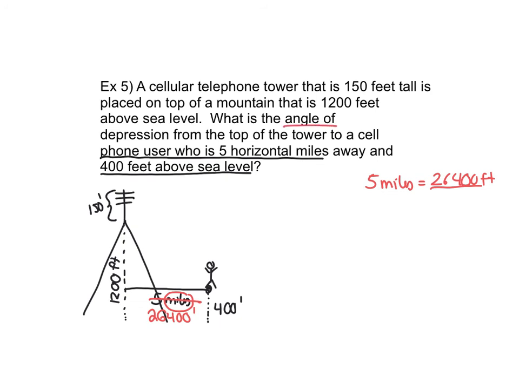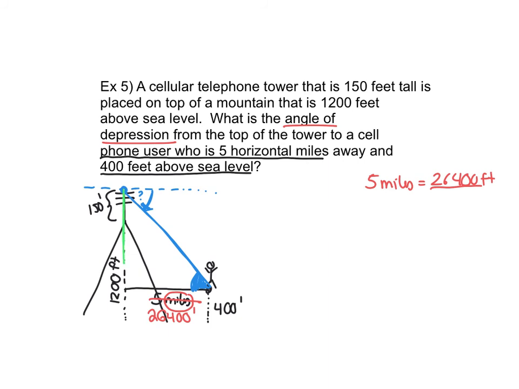We need to know the angle of depression from the top of the cell phone tower. So if I go to the top of the tower and go down to where the cell phone user is, I'm looking for the angle of depression. Now here's where you have to be careful again. The angle of depression is measured from the horizontal. So if I'm asking you to find the angle of depression, it's this outside angle. This is what I'm actually solving for. However, I know that angle is the same as this one down here, which is the angle I'm actually going to find since that's inside the triangle.